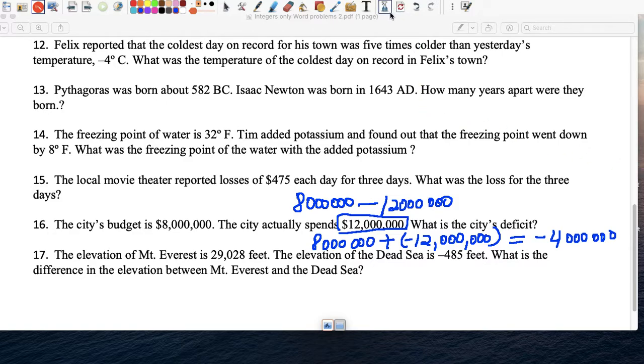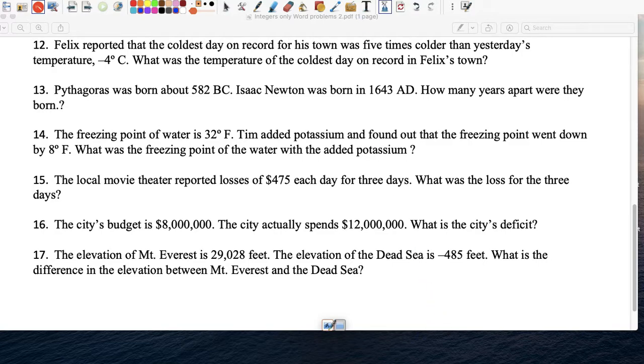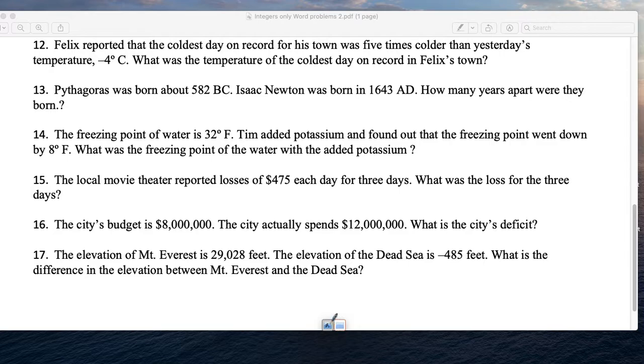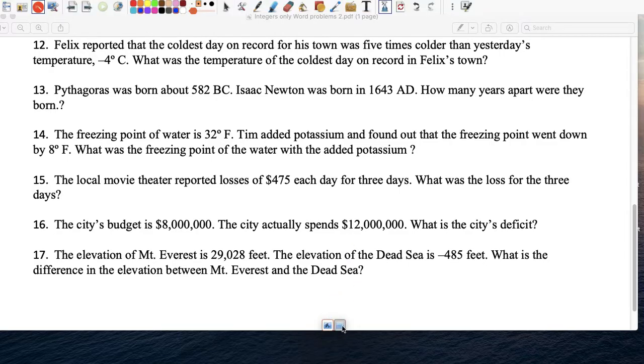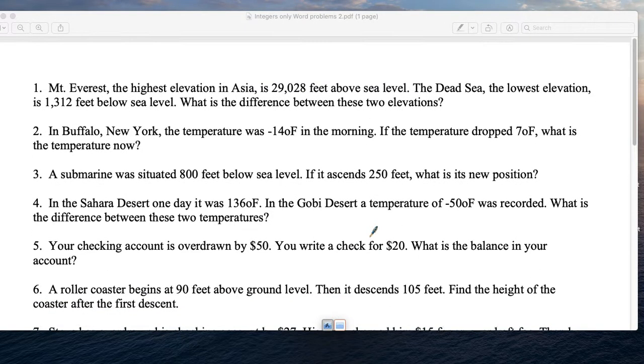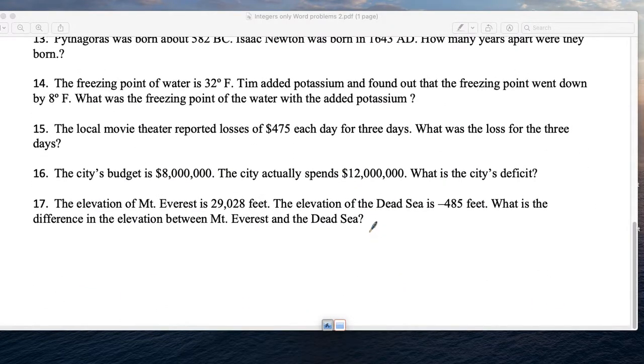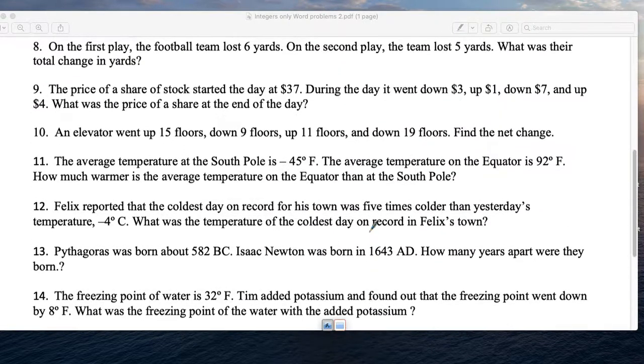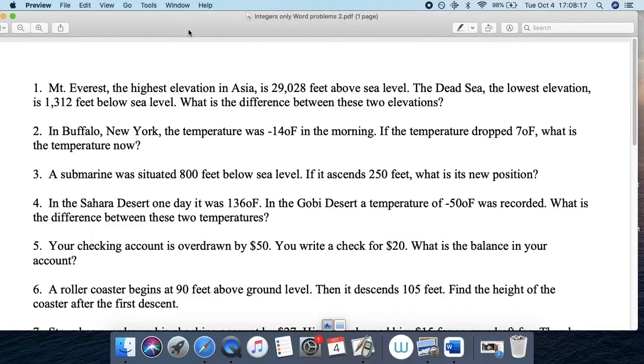Okay, and then the last question looks like the same as the first question, so I'm not going to do it. So let me just double check. Yeah, what's the difference between... Oh yeah, the same question, so I'm not doing it. Okay, and that's that.